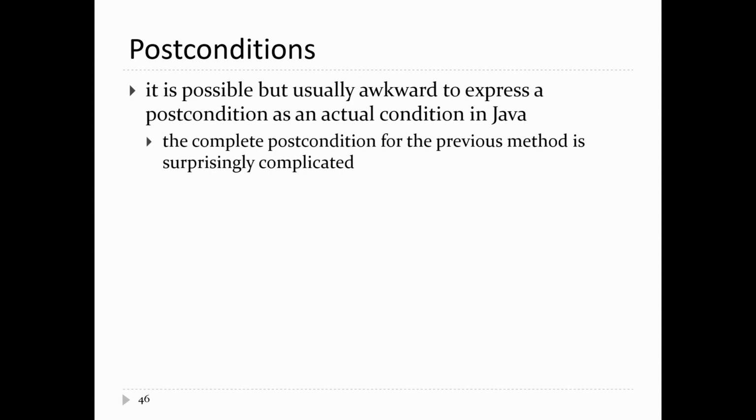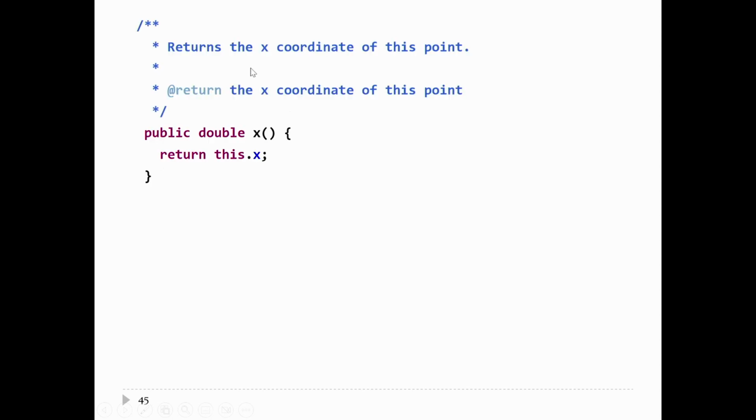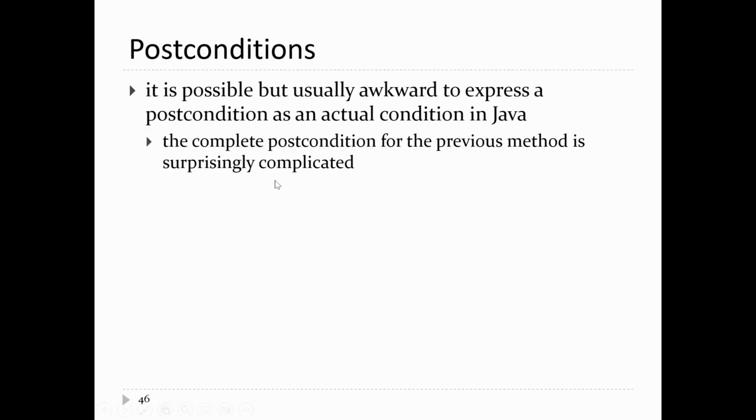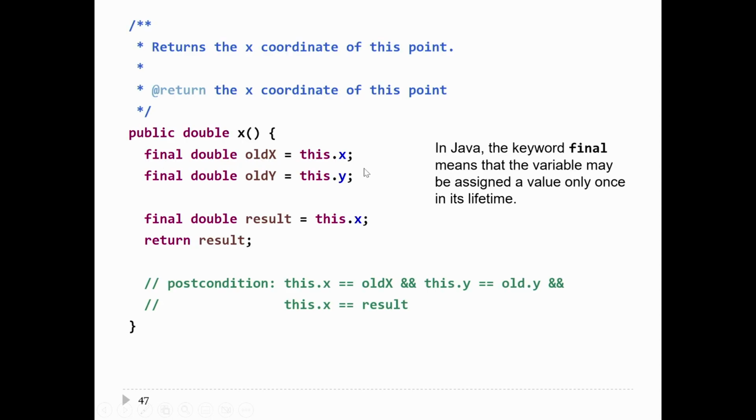Preconditions and postconditions are conditions, right? So they are something that evaluates to true or false. That means in order to express a postcondition or a precondition formally, you have to express it as though it were something that's true or false. So if you look at this method here and ask what the postcondition is, how do I express the fact that it returns the x-coordinate of the point using some condition? It turns out to be incredibly awkward. So let's take a look at this.